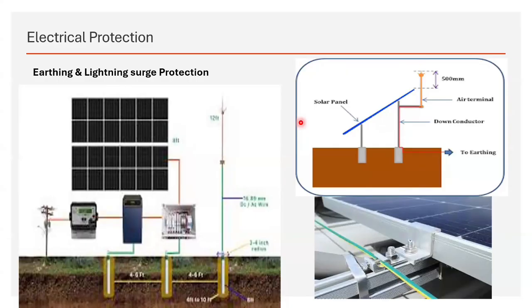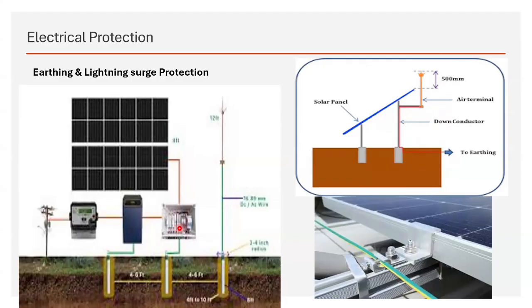So installing proper lightning protection system plays a very important role here in this part of this slide. So what the standard says, the air terminal of this lightning discharge system should be at least 0.5 meter above the top surface of the solar panel. And this has to be connected with a dedicated earth pit. So if at all a lightning discharge happens, the lightning energy will get discharged to this dedicated earth pit and will not damage the entire system. Also, we need to install surge protection devices at our AC/DC terminals.